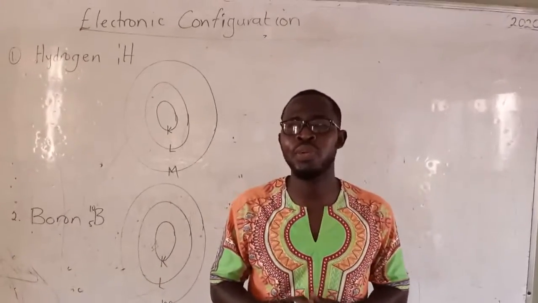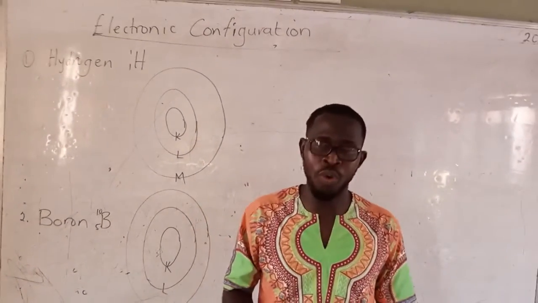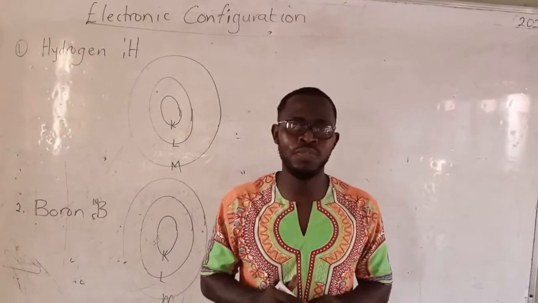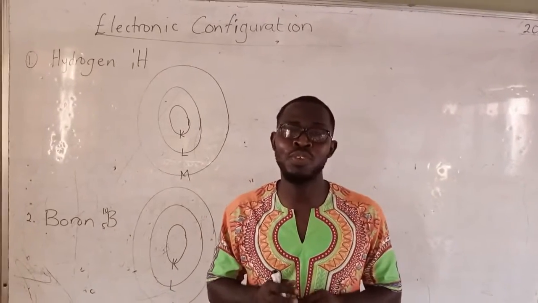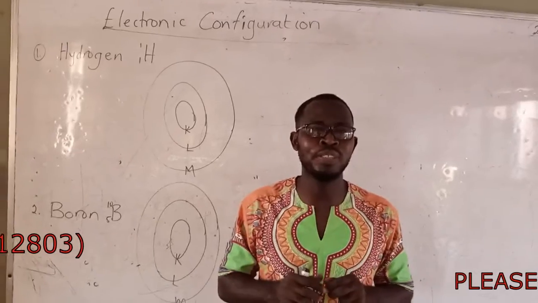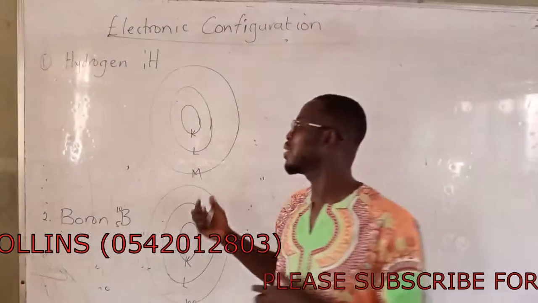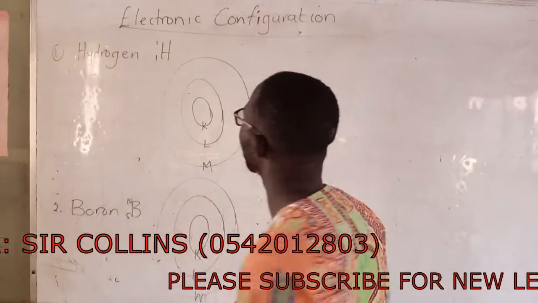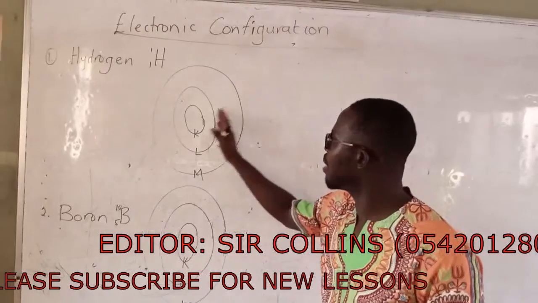Today we are looking at electron configuration, or electronic configuration. What is an electronic configuration? Electronic configuration is the arrangement of electrons in the orbit of an atom. Right, so we are looking at arranging elements.